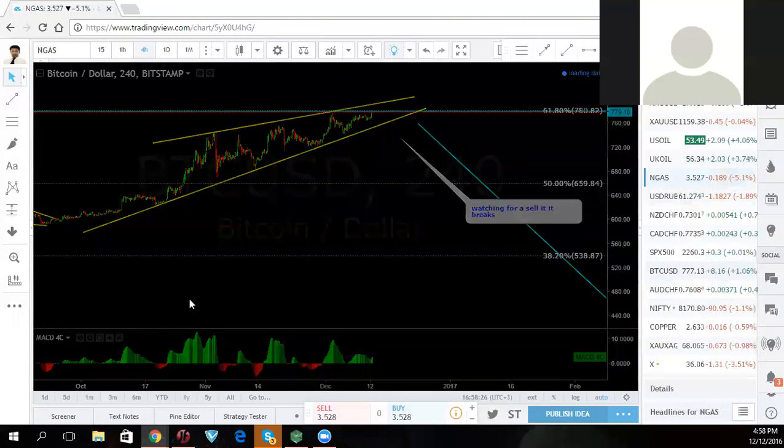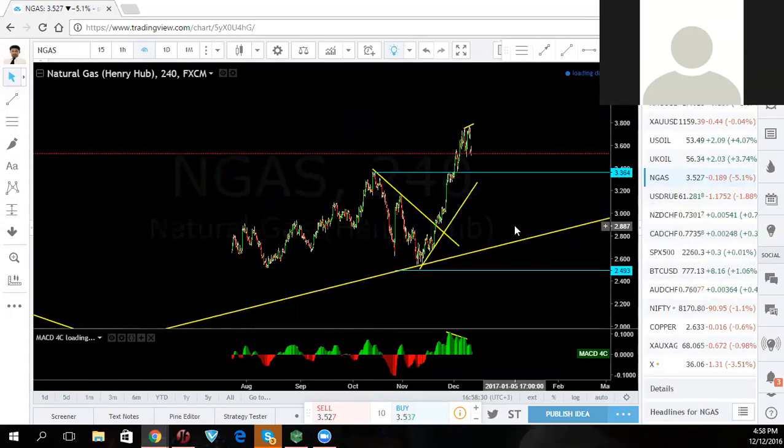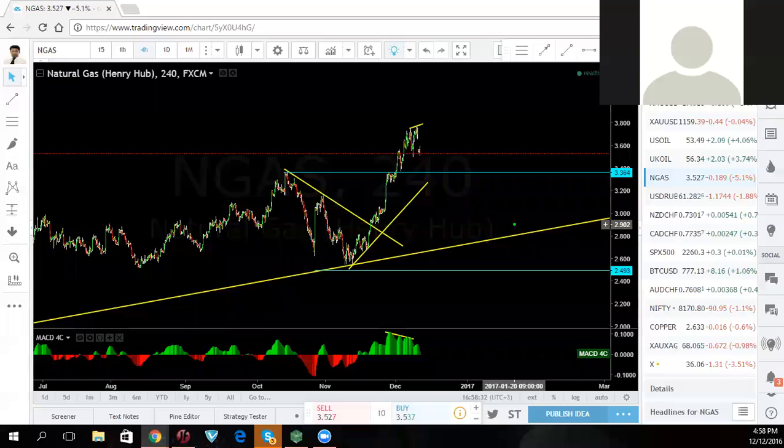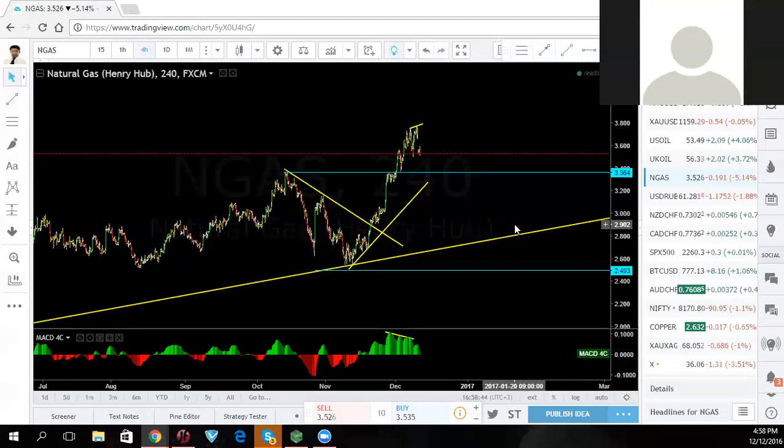Natural gas. Natural gas is consolidating right now. They broke out. We were looking for a bigger consolidation in here, something to come back and do this. And if you make a flag here, you're getting a consolidation here. This would be a buy setup because they are consolidating in there. So that would be a buy setup if they stayed in that consolidation.